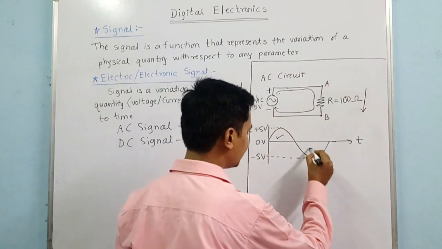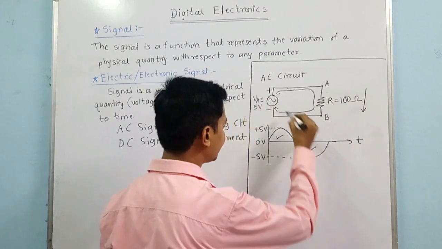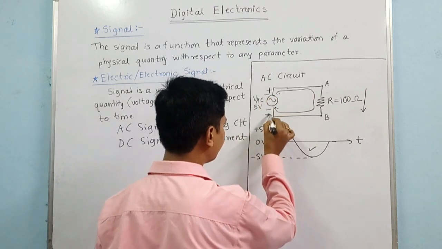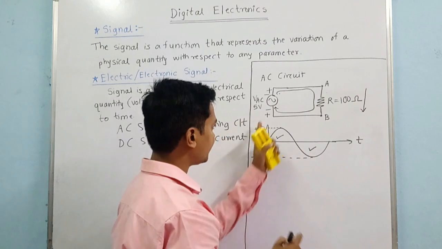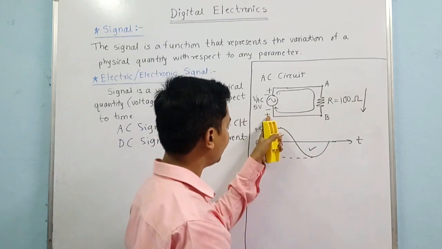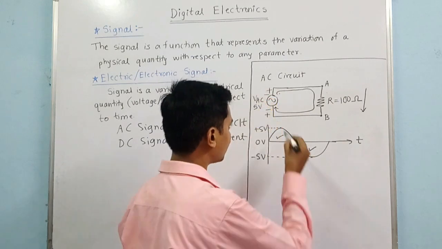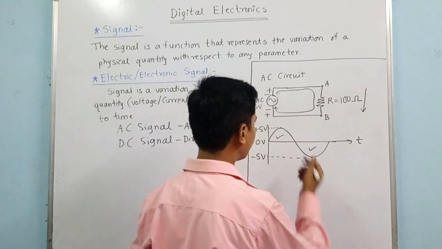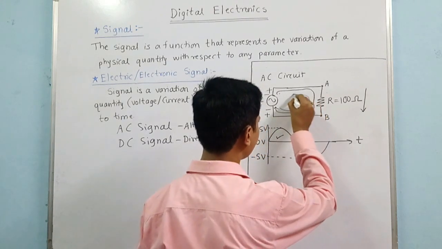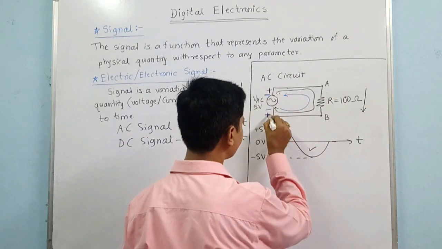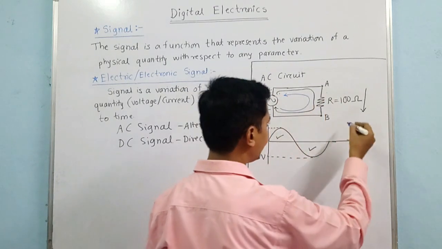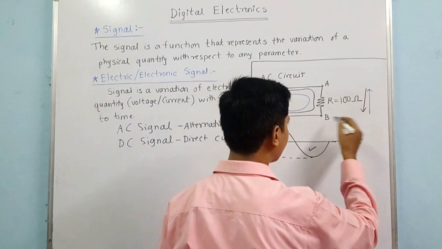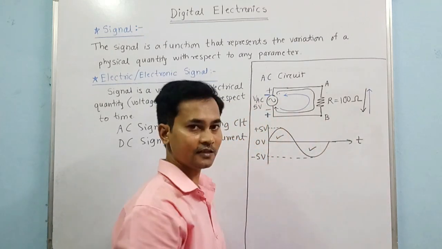Now when the negative cycle starts, the current direction changes. So the upper plate will become negative and the lower plate will become positive, and the current direction will change from this plus to this minus. So the current will flow like this. This is how the current will flow, from point B to point A. So the current direction is changed here.